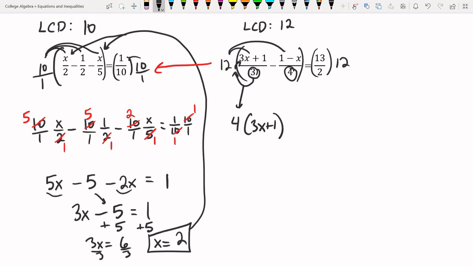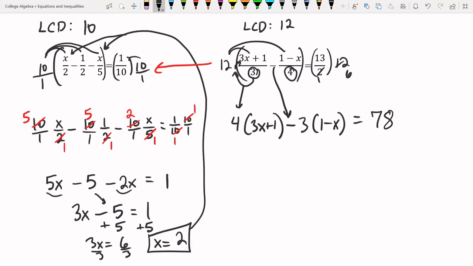12 divided by 4 is 3. So the next thing is going to be 3 times 1 minus x. And this negative just comes with it. On the other side of the equation, this can be reduced down to 6. So we have 13 times 6. 13 times 6 is 78. And once again, we have no more fractions, and we can continue the problem like we normally would.